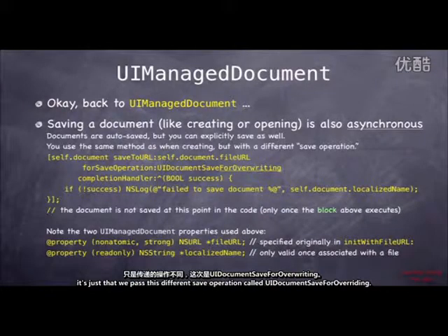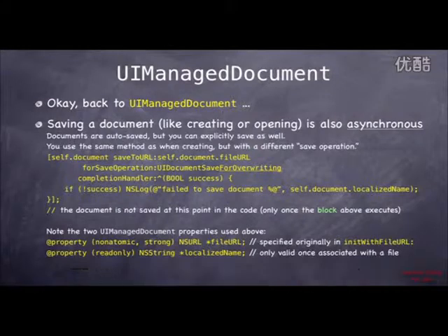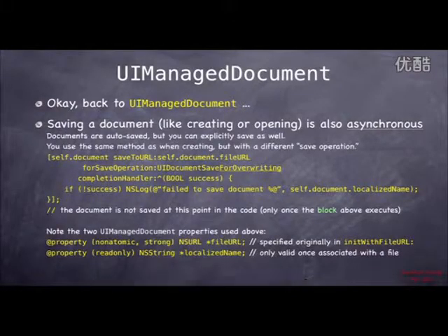So you save with this method saveToURL, the same thing we created with. It's just that we pass this different save operation called UIDocumentSaveForOverwriting. The reason they have these two different, save for overwriting and save for creating, is just so that whatever you intend actually happens. So if you call save for overwriting and the file doesn't exist, it's going to return success NO. And vice versa. If you say save for creating and the file does exist, it's going to return success NO. So this is just to make sure that your intent actually happens. But otherwise, it's the same method.